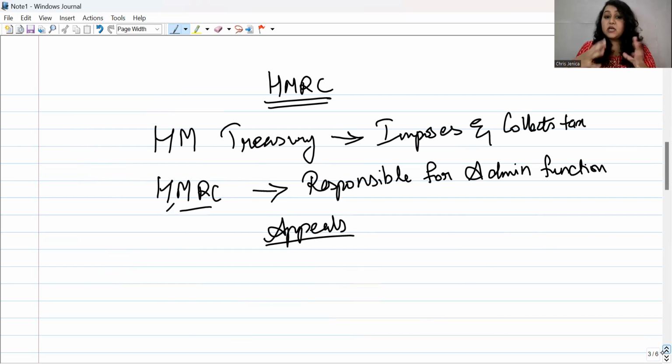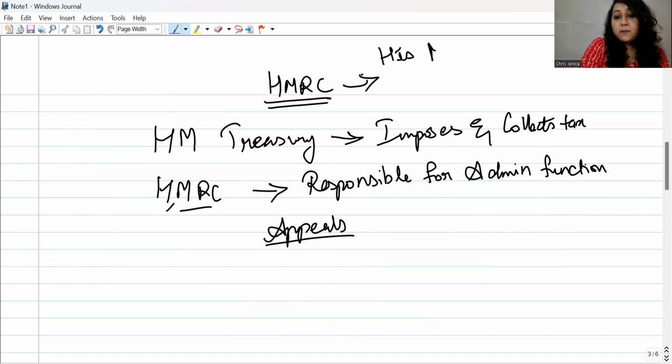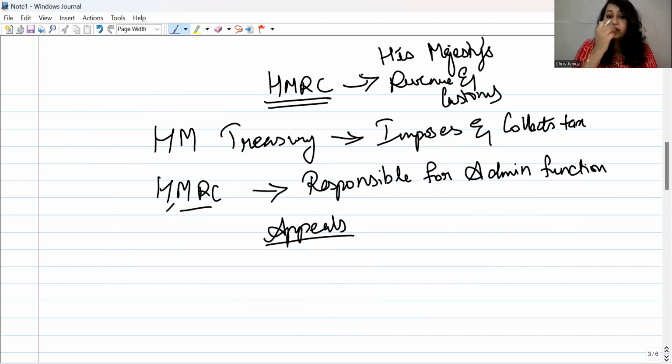Then, who actually governs this tax system in the UK and what is the overall structure? And what if the taxpayer has some kind of issues with the rules or decisions of the person or the body that has some kind of influence over the tax system? So HMRC is the body which governs the tax system in the UK. This is called His Majesty's Revenue and Customs. So this is the full form of HMRC.